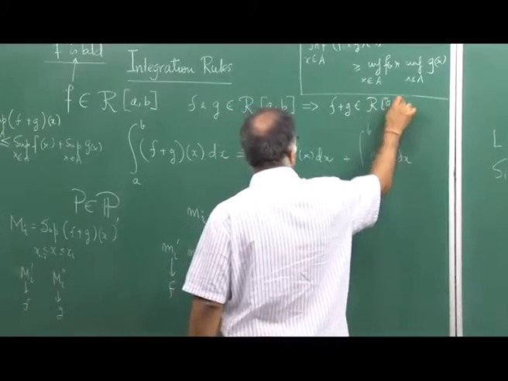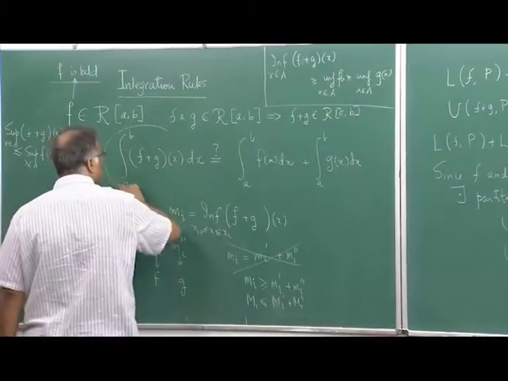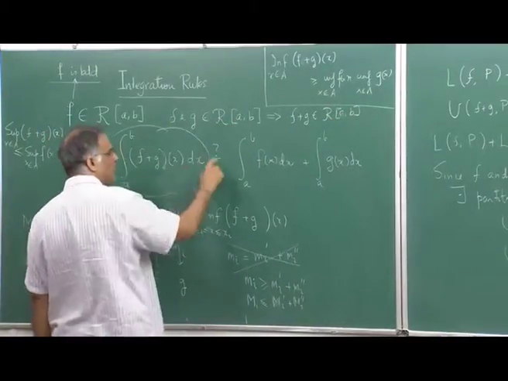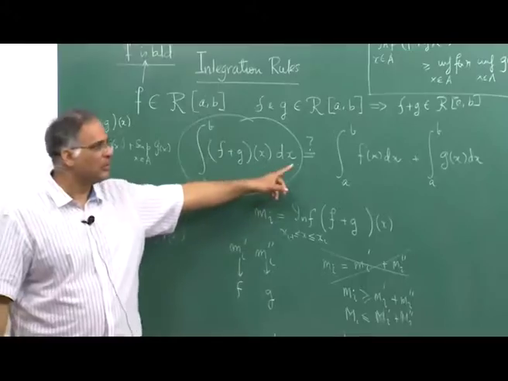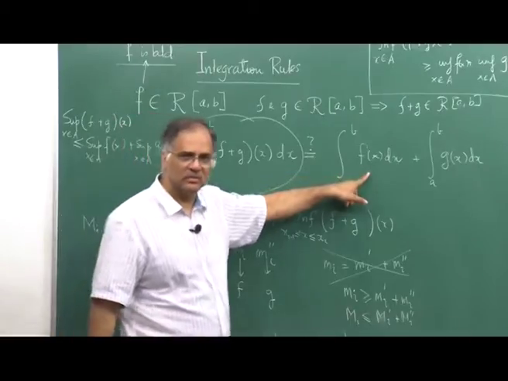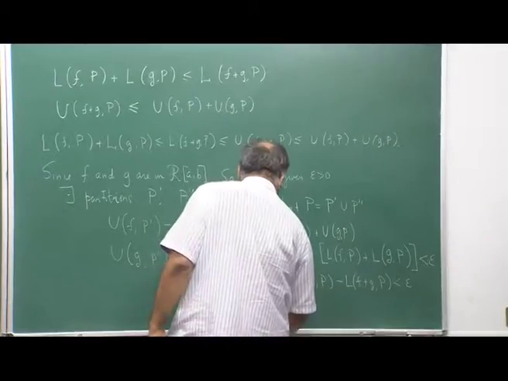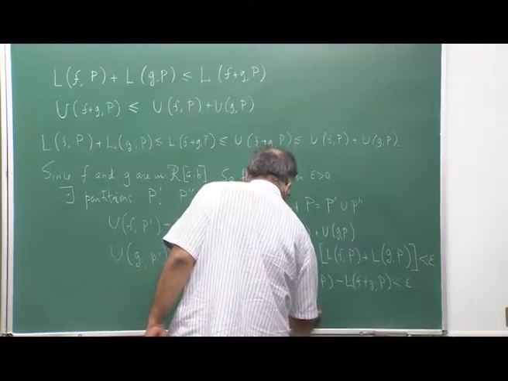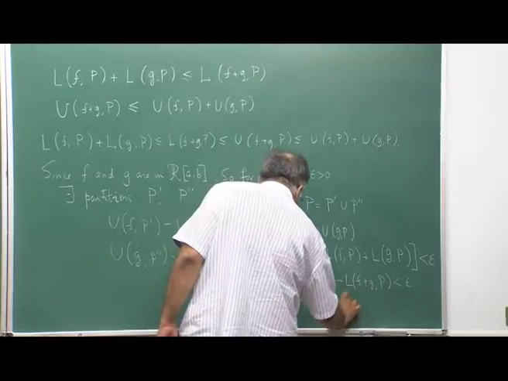So, now this integral becomes meaningful. That is why I put a question mark here. Now, the question is whether this is equal to this, these two things. That is the first step. So, this shows that f plus g is in R[a,b]. So, it is a Riemann integrable function on [a,b].